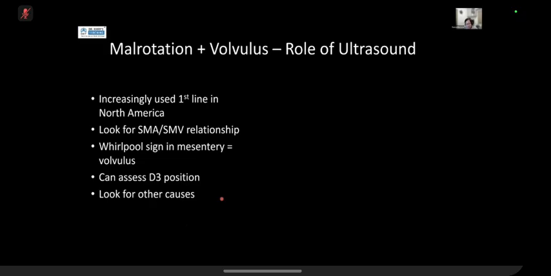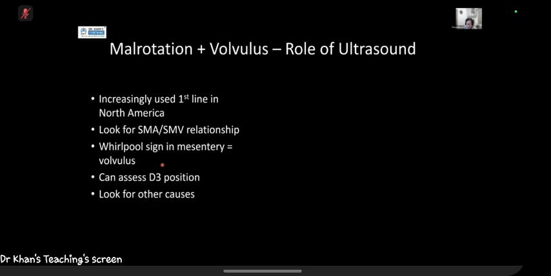The other thing here is that increasingly in America, in a lot of papers, they say even if you can't see the volvulus on a fluoroscopic study, you should try to use ultrasound. In ultrasound, what you're looking for is the SMA-SMV relationship, although bearing in mind 30% can be abnormal but still within normal limits. And you're looking for that whirlpool sign, especially if you've got volvulus. So if your SMA-SMV relationship is abnormal, you're thinking, is there a malrotation? But not all malrotations give you volvulus. It's a risk factor, but they don't always.